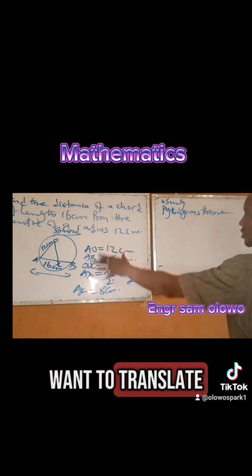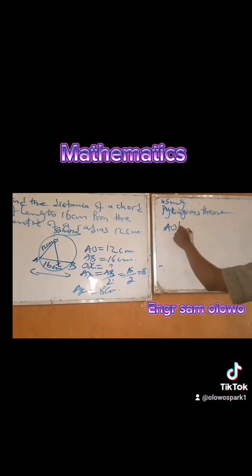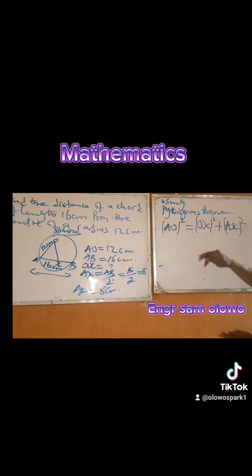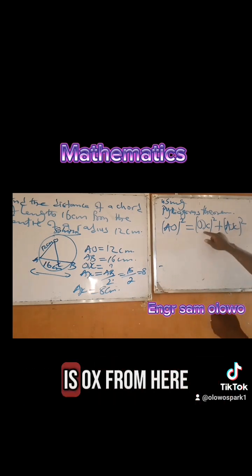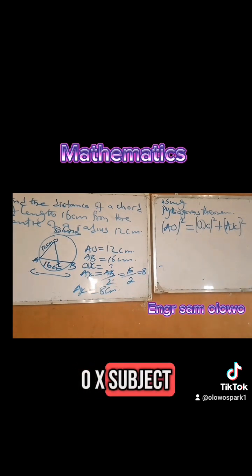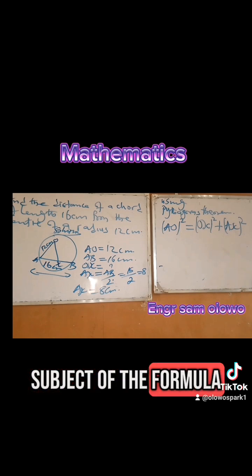So if I want to translate this to Pythagoras theorem, I will have AO square to be equal to OX square plus AX square. If you look at it very well, the only thing that is not given is OX from here. So I'm going to make OX the subject of the formula.